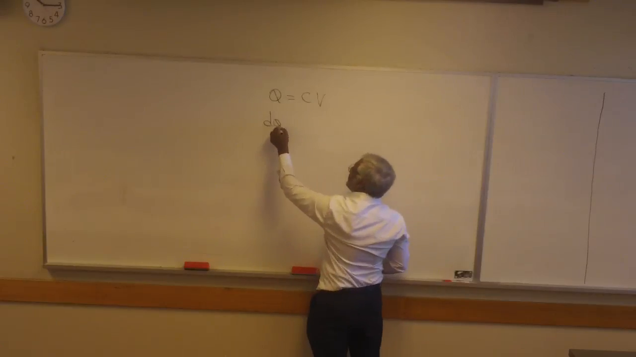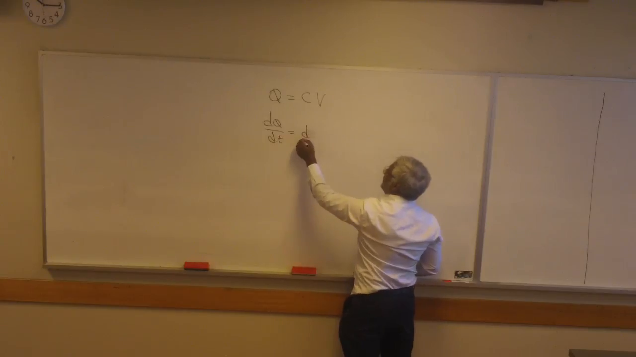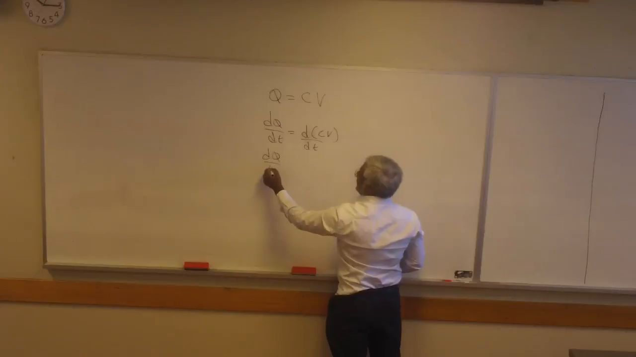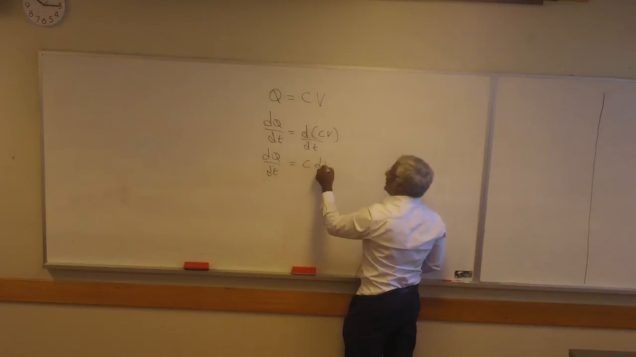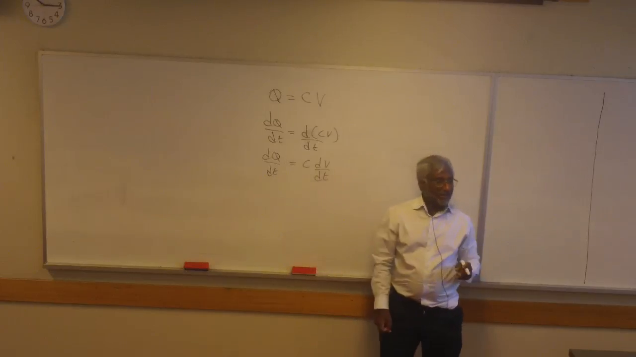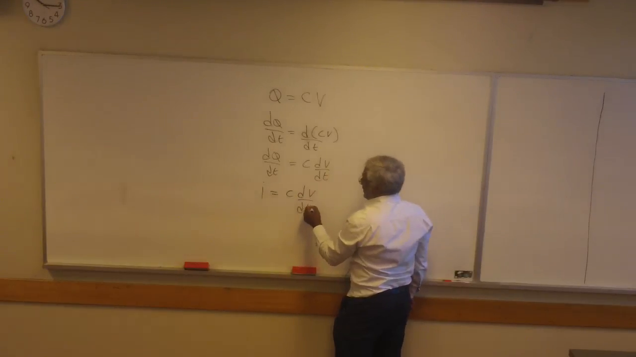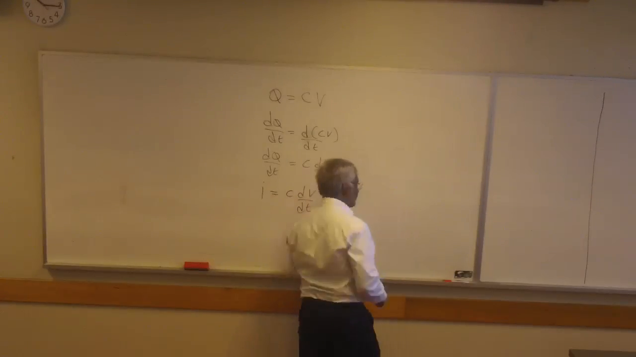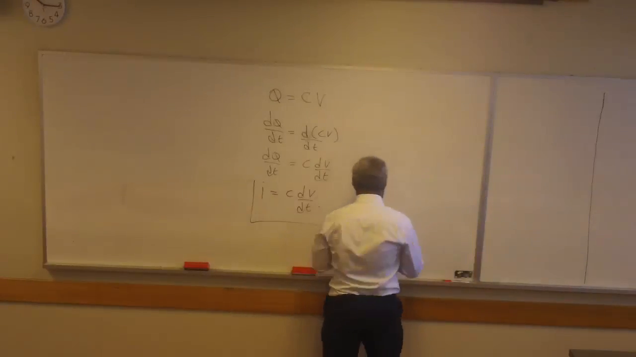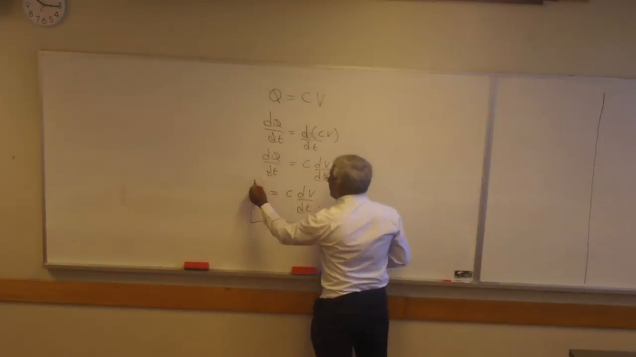And so that means dq/dt equal to d/dt of C times V. C being a constant, you can take it out, so dq/dt equals C dV/dt. But dq/dt, the rate at which charge is going into the capacitor, is just current. So that gives you I equal to C dV/dt, which is a very important equation.